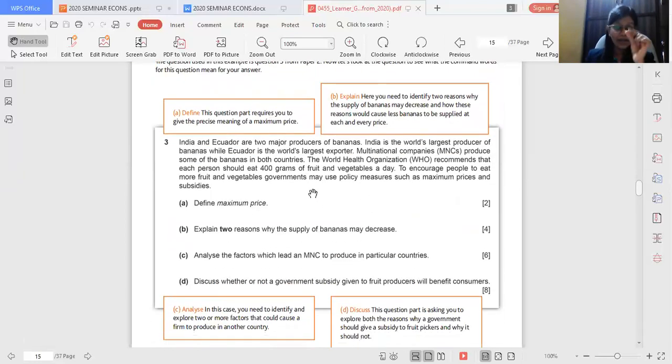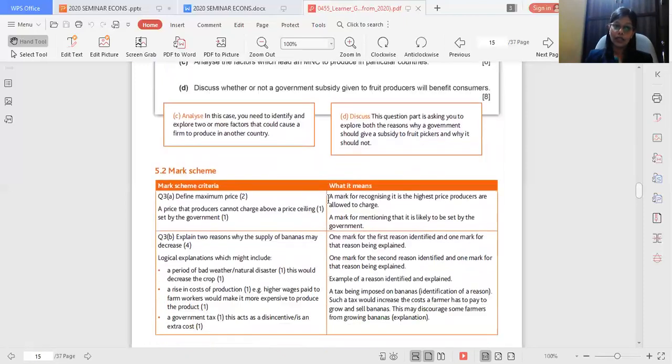To identify, as I said, the keywords, that is the most important one. If you're smart enough to find out the correct keywords, you are safe, people. Trust me, you are safe. So this is very, very important. And move on to the mark scheme.